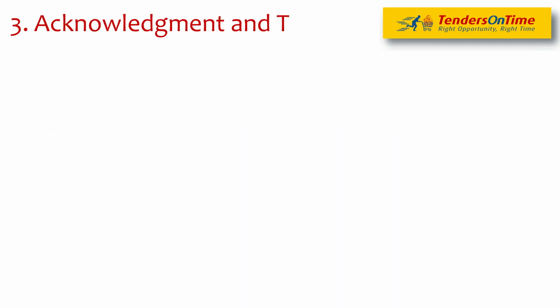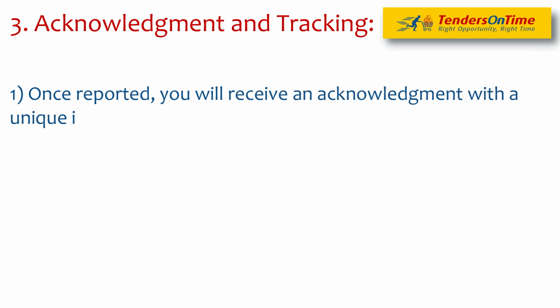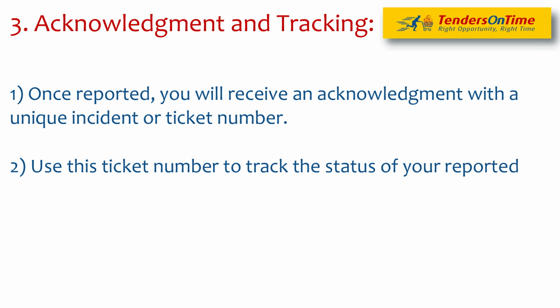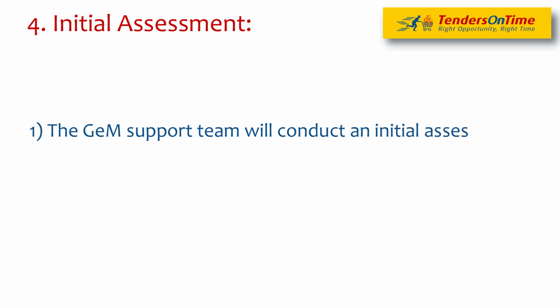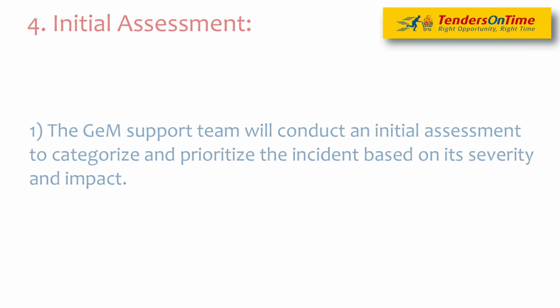3. Acknowledgement and tracking. Once reported, you will receive an acknowledgement with a unique incident or ticket number. Use this ticket number to track the status of your reported incident through the GeM portal. 4. Initial assessment. The GeM support team will conduct an initial assessment to categorize and prioritize the incident based on its severity and impact.